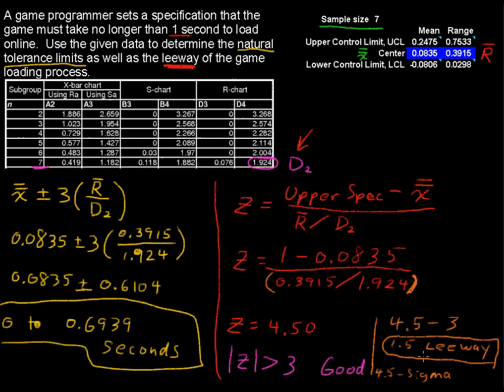So 6 sigma is what a lot of companies go for, but don't confuse sigma with the leeway. Those are 2 different numbers, but of course they are obtained from this one number of 4.5. So our leeway, again, just to answer this question, our leeway is 1.5.